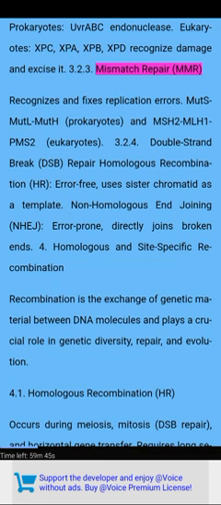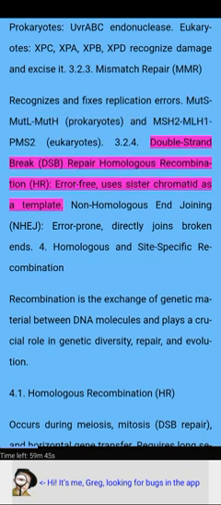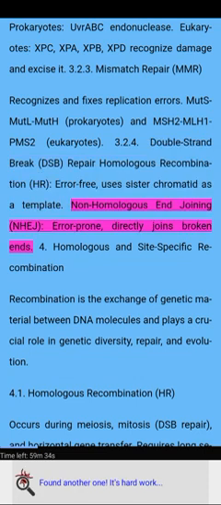3.2.3. Mismatch repair, MMR. Recognizes and fixes replication errors. MutS, MutL in prokaryotes and MSH2, MLH1, PMS2 in eukaryotes. 3.2.4. Double strand break, DSB, repair. Homologous recombination, HR: error-free, uses the sister chromatid as a template. Non-homologous end joining, NHEJ: error-prone, directly joins broken ends.